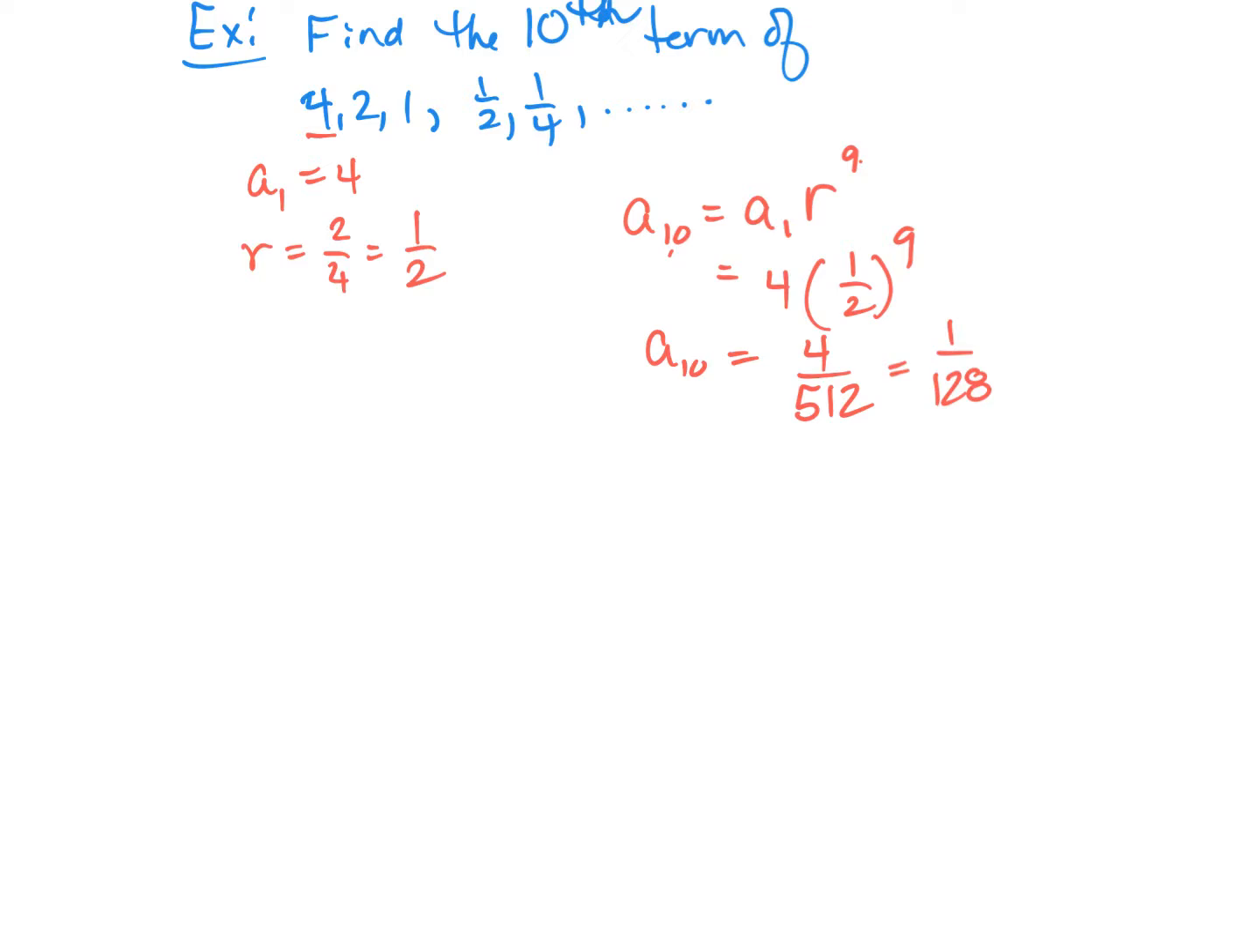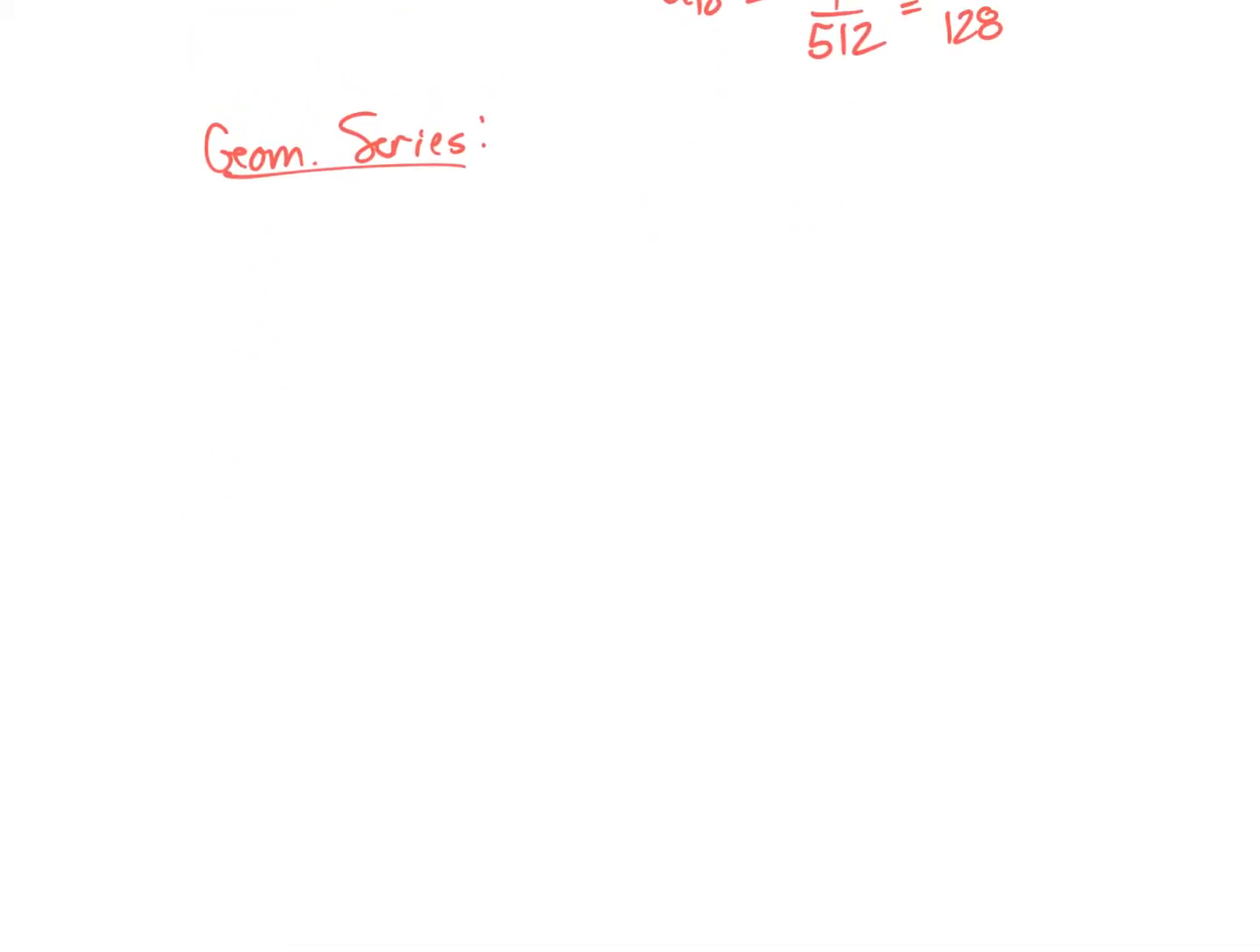All right. So, geometric series. What's the difference between a geometric sequence and a geometric series? A geometric series is you take a sequence and you put plus signs in between, or minus signs. It is simply adding up the terms. It's summing the terms of a sequence.